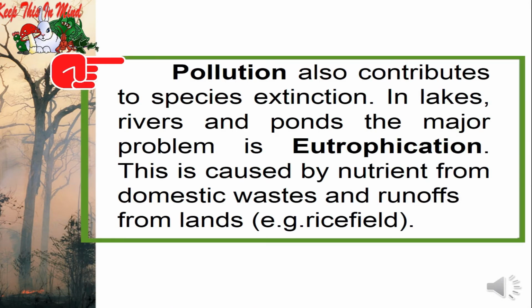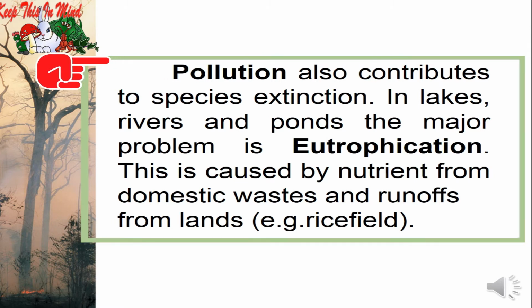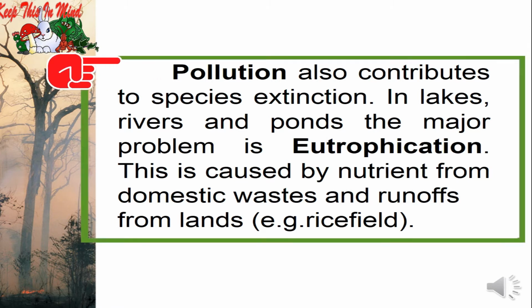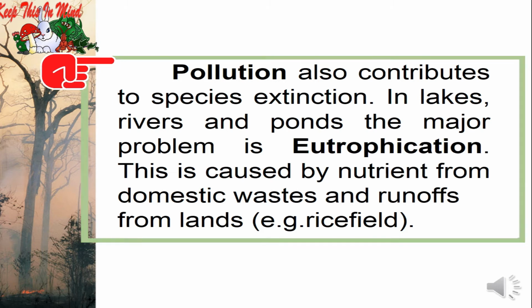Pollution also contributes to species extinction. In lakes, rivers, and ponds, the major problem is eutrophication. This is caused by nutrients from domestic wastes and runoffs from lands. An example is the rice field.